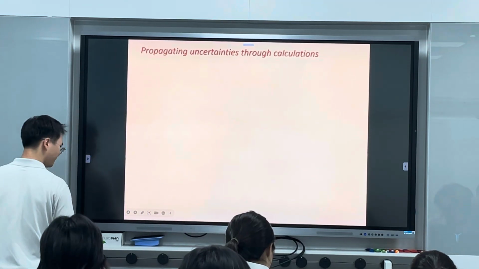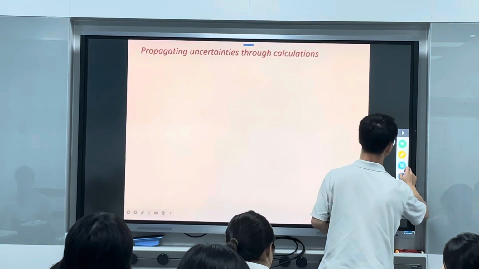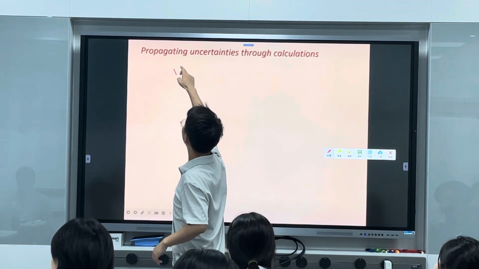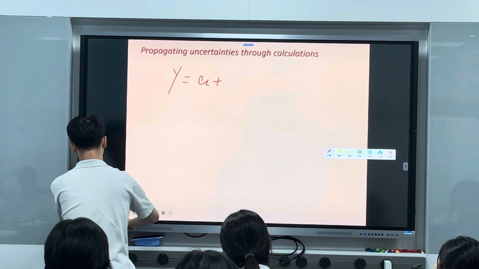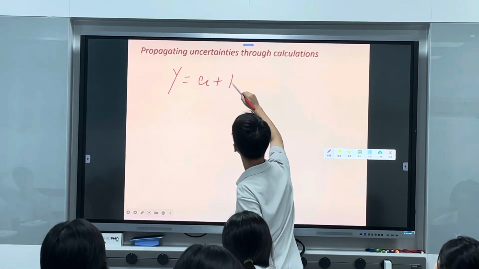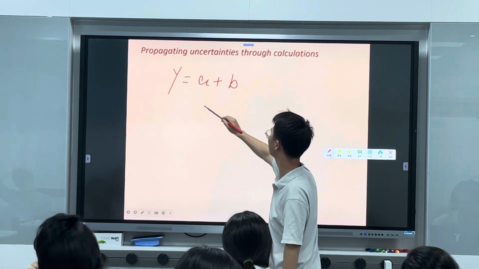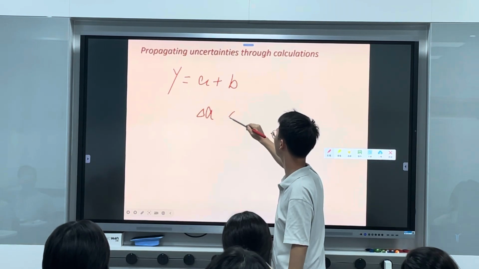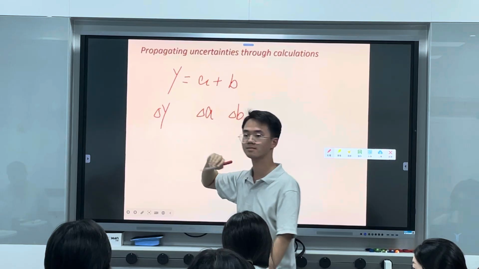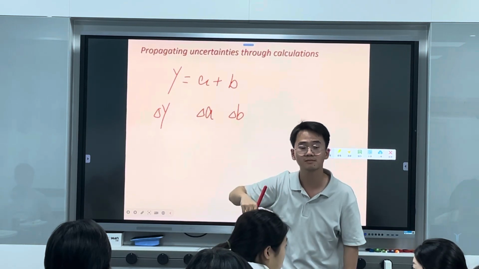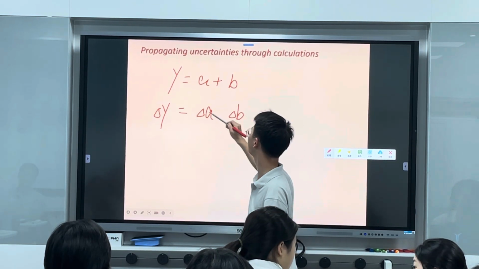Let me write it down if you guys find it confusing. Y equal to a plus b, right? A has uncertainty of delta A, B has uncertainty of delta B. What is y's uncertainty? Delta y should be equal to delta A plus delta B.